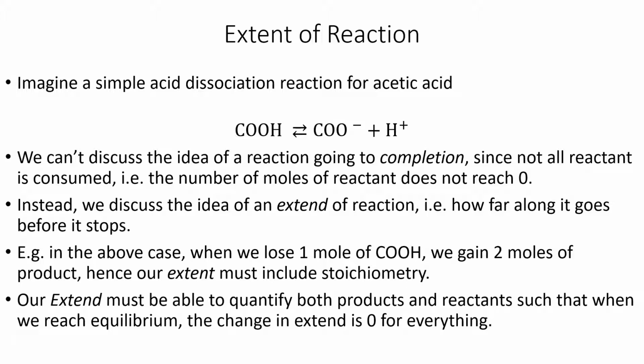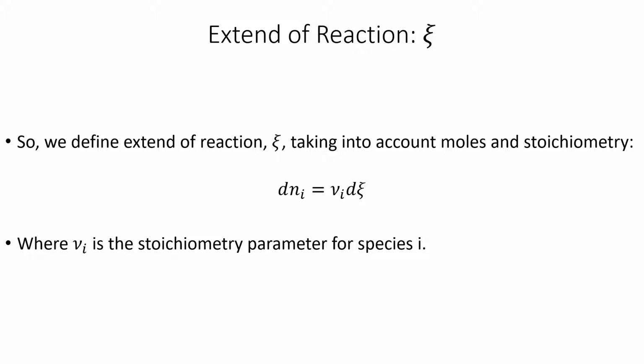So if we were to inspect only one species and not all of them, and we're able to follow its extent, when it reaches 0, we know all the other species also have reached 0 extent. So this is all very abstract, but let's get a little bit more concrete now. Extent of reaction is denoted with the Greek letter chi. It looks like a fancy E. And what it does, it will take into account moles and stoichiometry. And we define it as follows.